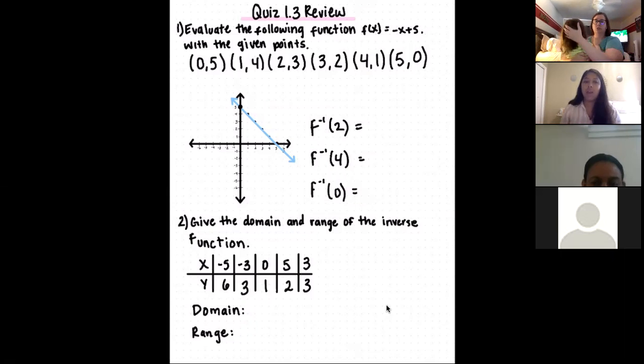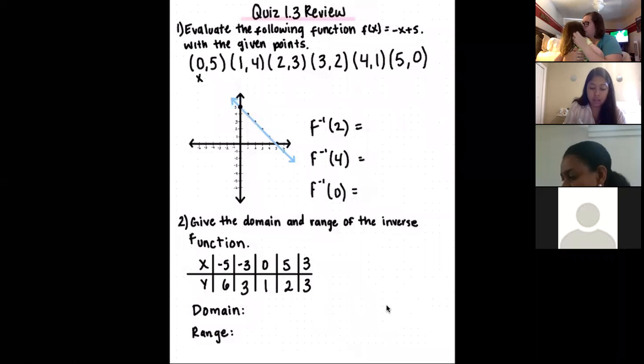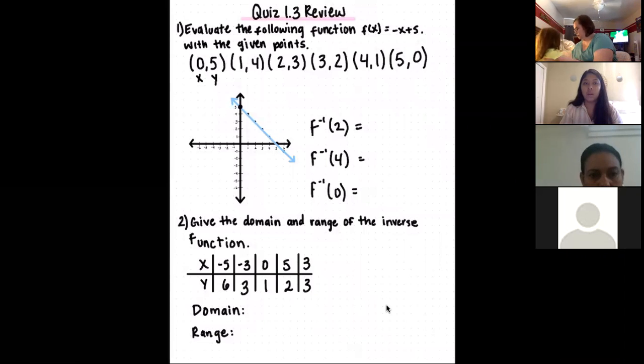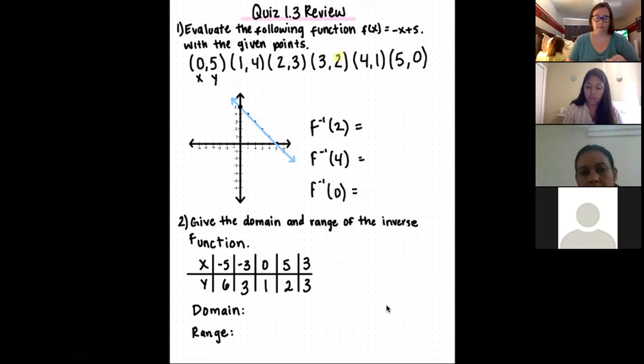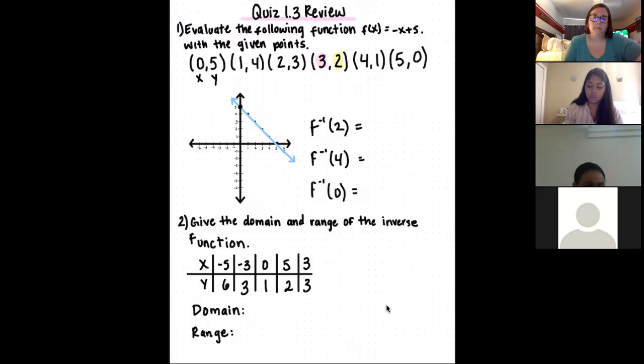We are trying to find f inverse of 2. So all we have to do is go to our points and find 2, but we're going to find 2 in our y value. So remember, we have x and we have y. We're going to look at our points and see where we have 2 in our y value. And I see it right here. So then my answer is going to be whatever I have on my x value. My answer is going to be 3. That's it? That is all we have to do. Yes.